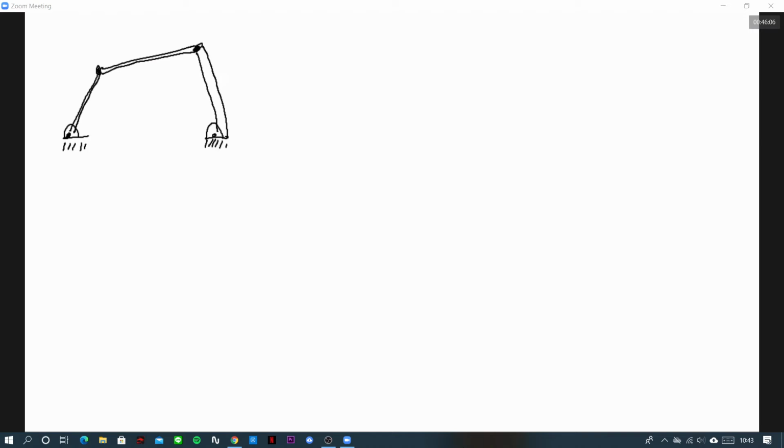Okay, then let's say the input torque, this is the input, this is the crank, so this is the input. Let's say here I put a motor so that it produces some input torque, Ti. Right, now let's say here I want to measure it.